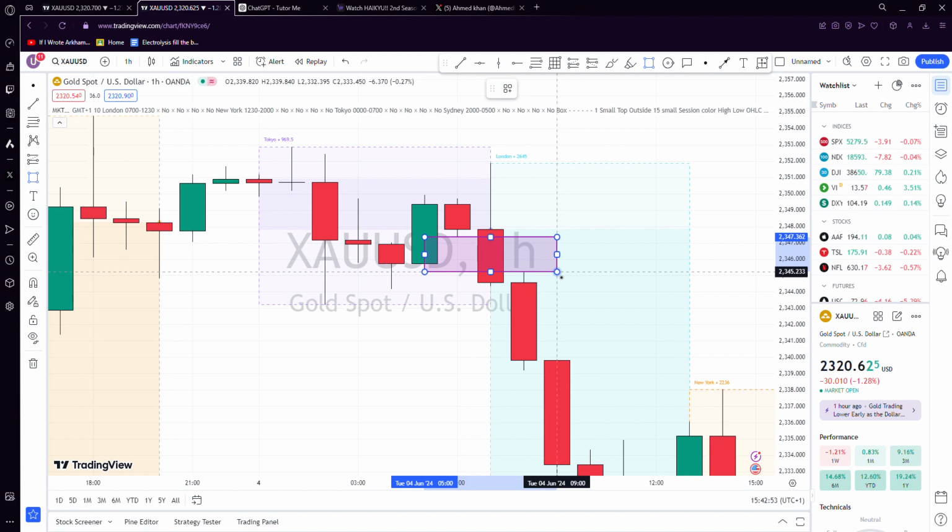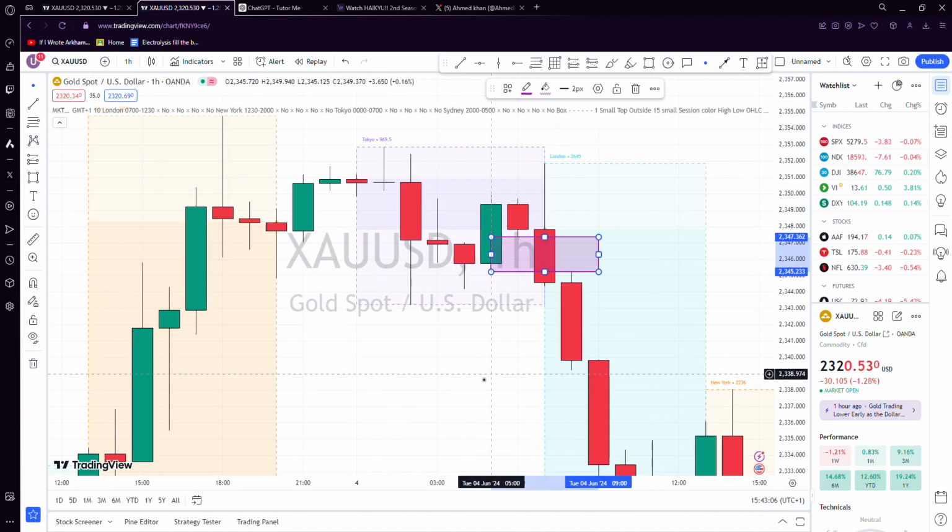No, in all candles, top wick and bottom wick is the same. Because this is at the top, this is at the bottom. A bullish candle is the same. Basically, the high and the low is the same.